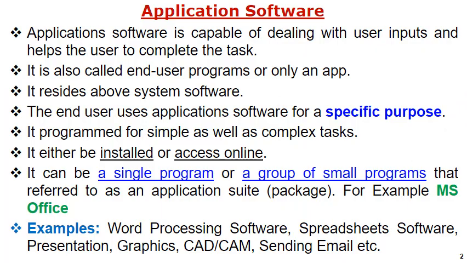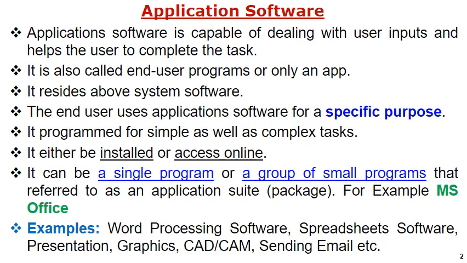Now we are going to see what is exactly known as application software. There are various definitions and introductions here. Application software is capable of dealing with user input and helps the user complete a task. Basically, we can say application software is totally user-oriented software. It takes input from the user and processes that data, and gives output according to the user. So user-specific data is manipulated by this application software.